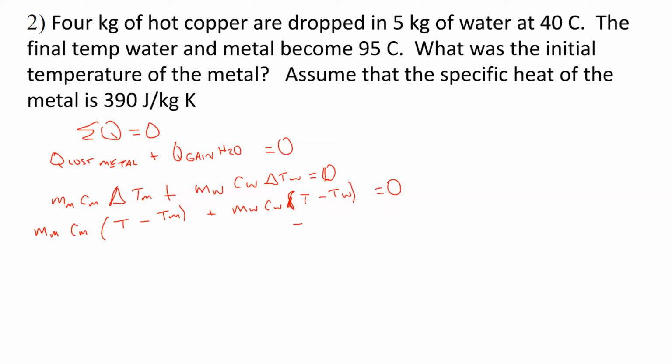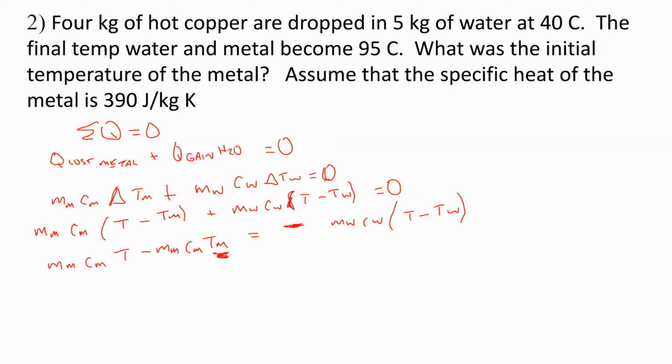I'm going to subtract this term, put it on the other side, and then we can distribute over here and kind of clean up as we need to. Let's go ahead and distribute. How about that? M sub M, C sub M times T. Then I need to do M sub M, C sub M times T sub M. And I'm going to subtract that term from both sides. So that'll go like that. All right. This is what I'm after right there.